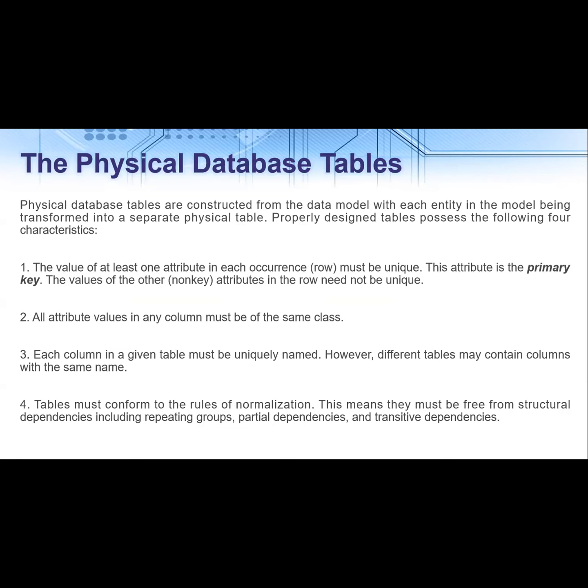The values of the other non-key attributes in the row need not be unique. Second, all attribute values in any column must be of the same class. Third, each column in a given table must be uniquely named. However, different tables may contain columns with the same name. And the last one, tables must conform to the rules of normalization. This means they must be free from structural dependencies, including repeating groups, partial dependencies, and transitive dependencies.